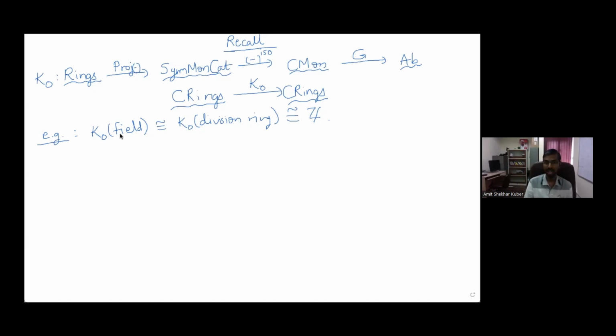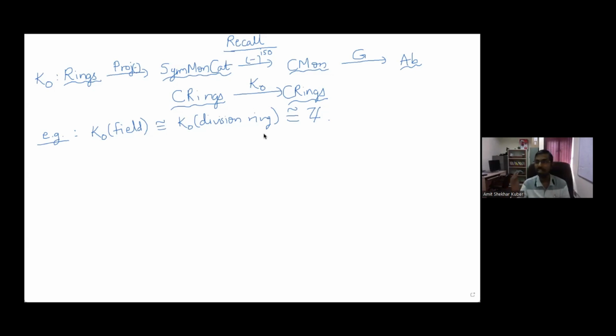For K0, as examples, we saw two very simple things: K0 of a field and K0 of a division ring is simply the integers, because we classify finitely generated projective modules by their dimensions. They are vector spaces, so simply by taking dimensions, we classify them.